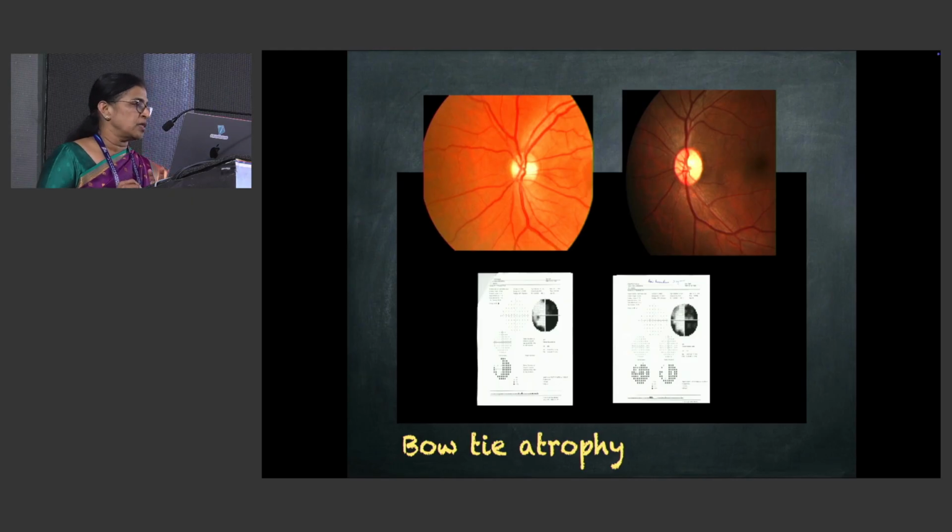Here there is pallor on both sides. In one side you see there is bow tie atrophy, that is pallor on temporal and nasal quadrant, and superior and inferior quadrant is normal. In the other side there is temporal pallor, and field showed homonymous hemianopia. So here we can locate the lesion in the optic tract.